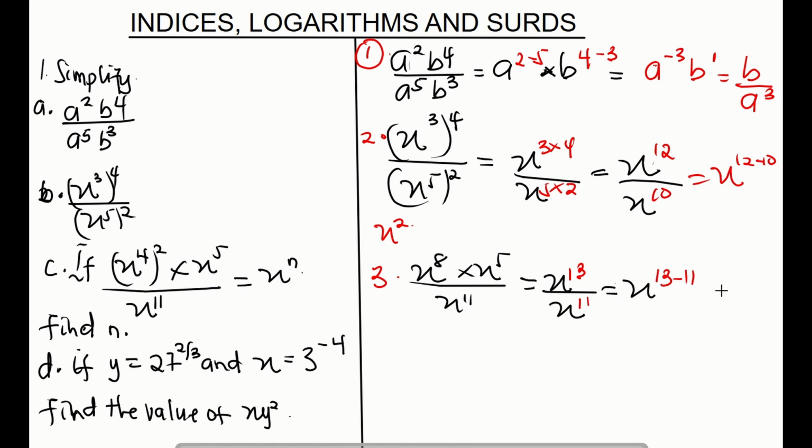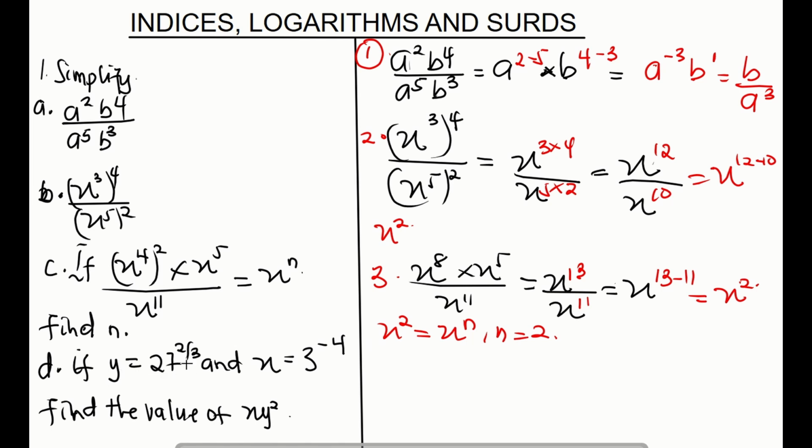So with this, we are going to have x to the power 2. Therefore, we have that x to the power 2 is equal to x to the power n. Therefore, our n is equal to 2. Alright, now let's see the last question.